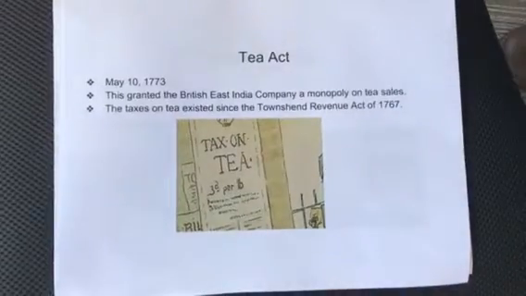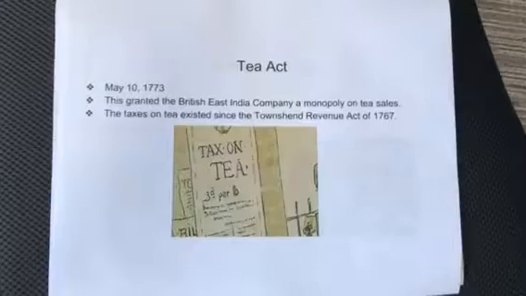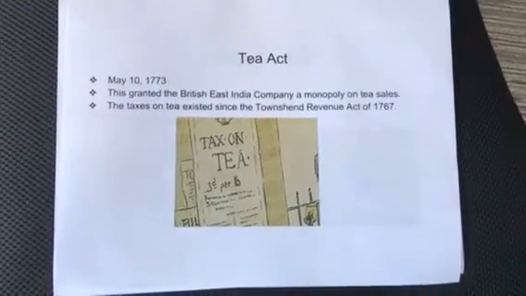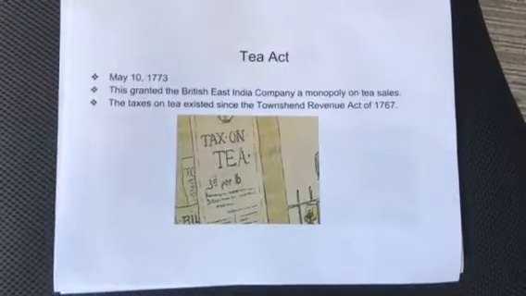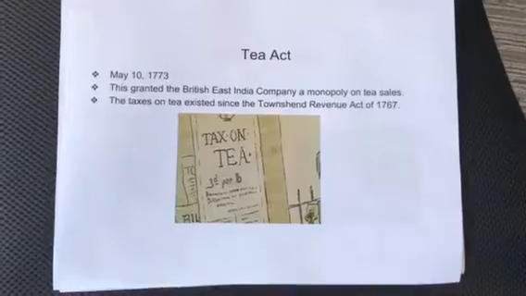The Tea Act. The Tea Act occurred May 10, 1773. This granted the British East India Company a monopoly on tea sales. The taxes on tea existed since the Townshend Revenue Act of 1767.